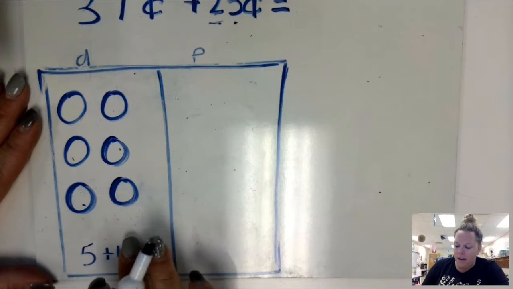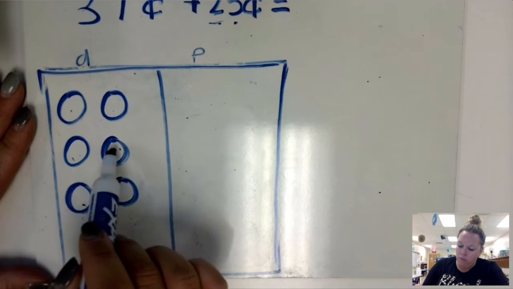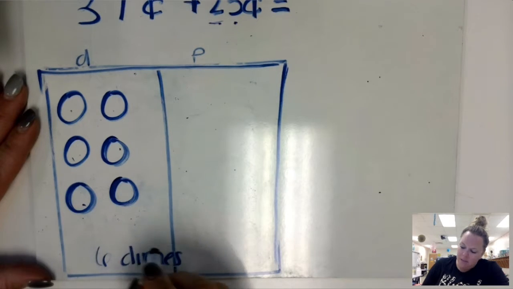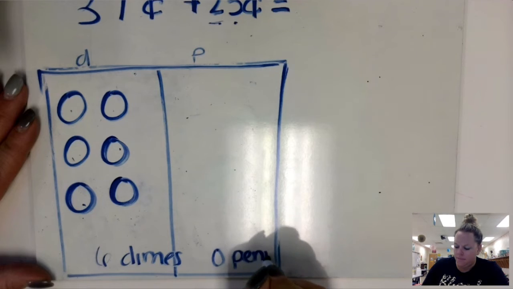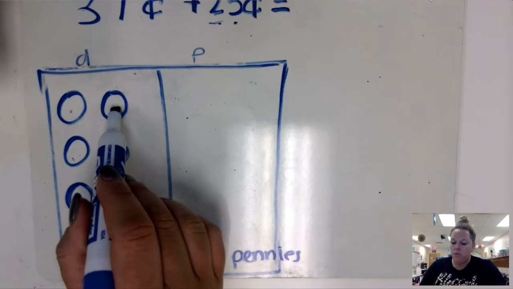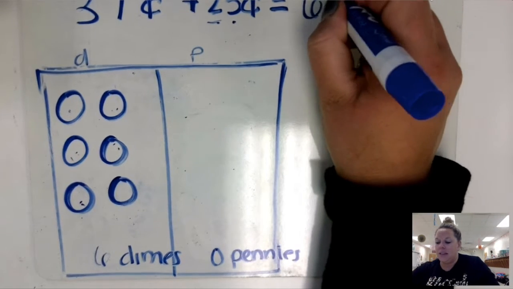So instead of having 5 dimes, now I have 1, 2, 3, 4, 5, 6 dimes. So I have 6 dimes and I have 0 pennies. How much money is that? 10, 20, 30, 40, 50. That is 60 cents.